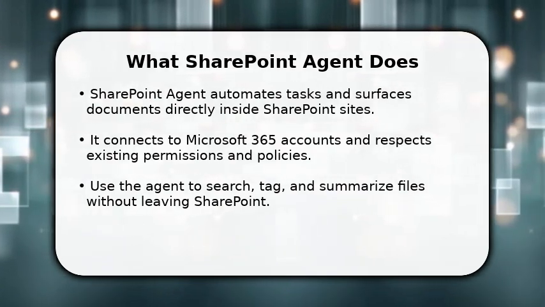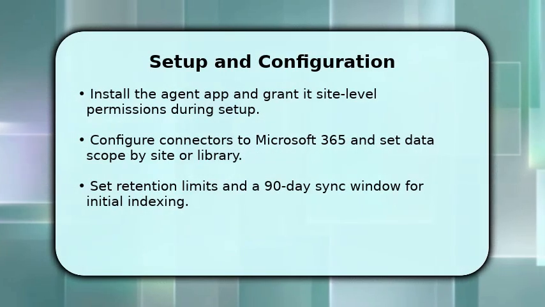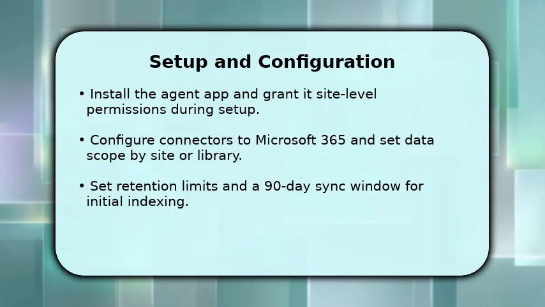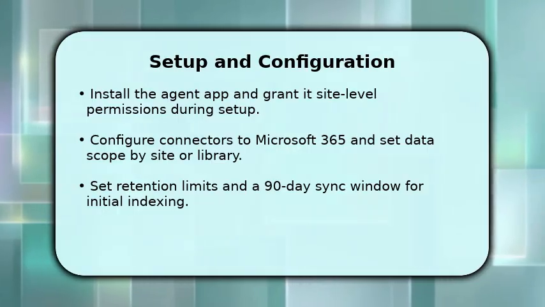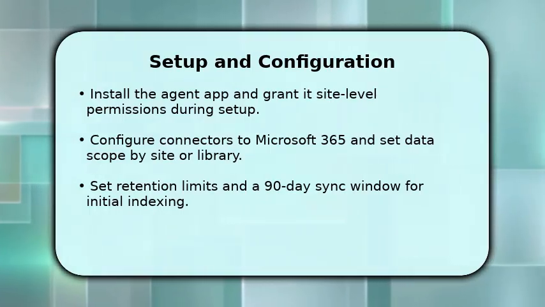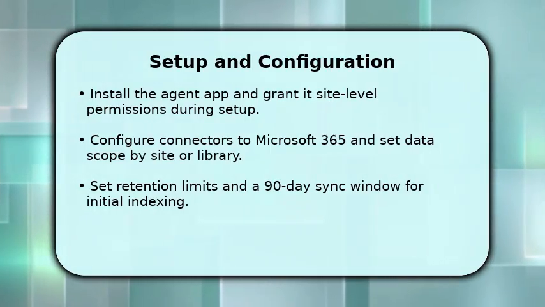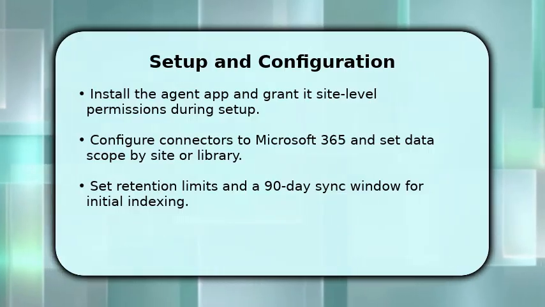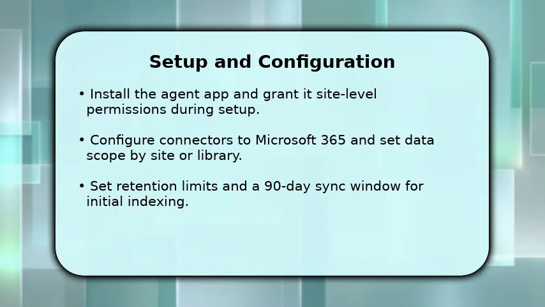Install the Agent app from your SharePoint app catalog and grant it site-level permissions during setup. An admin must consent to connectors for Microsoft 365 and Azure Active Directory. Configure connectors and set the data scope by site, library, or folder to limit indexing.